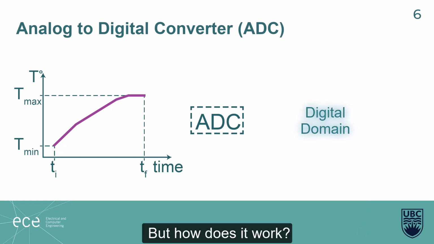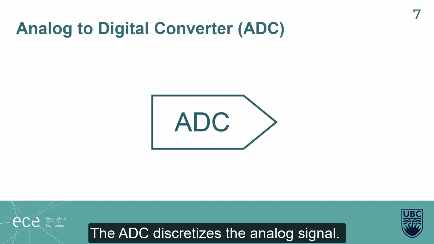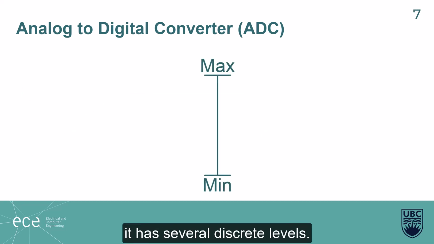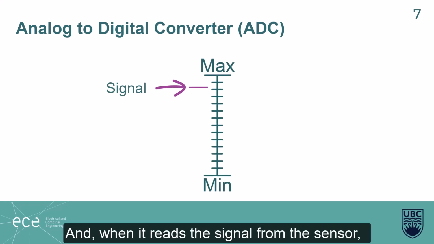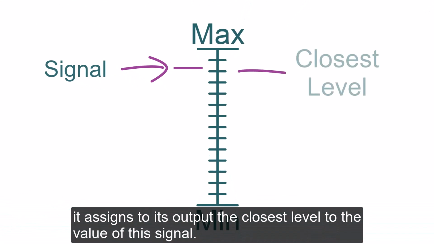But how does it work? The ADC discretizes the analog signal. Within a given range, it has several discrete levels. And when it reads the signal from the sensor, it assigns to its output the closest level to the value of this signal.